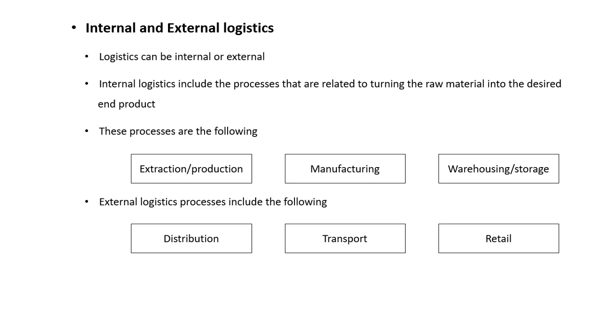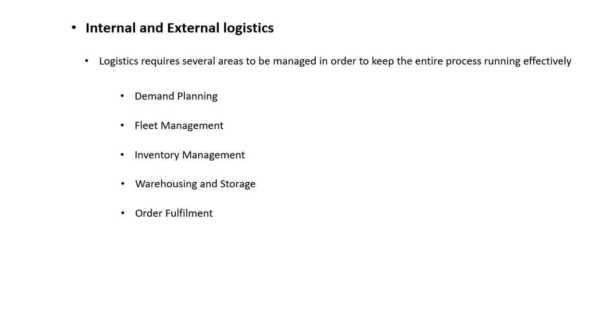Internal and external logistics. Logistics can be internal or external. Internal logistics include the processes that are related to turning the raw material into the desired end product. These processes are the following: extraction, production, manufacturing, warehousing, storage. External logistics processes include the following: distribution, transport, retail. Logistics requires several areas to be managed in order to keep the entire process running effectively.